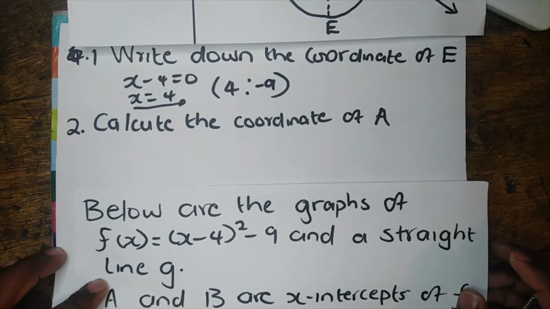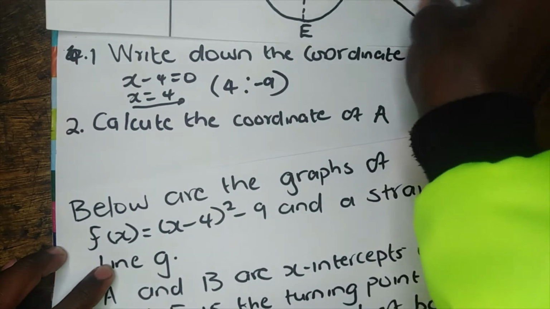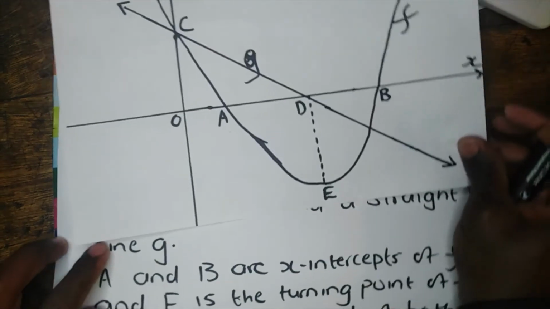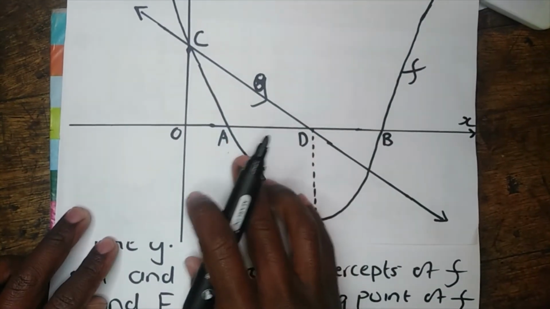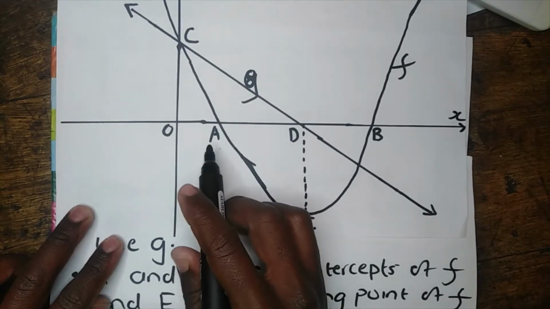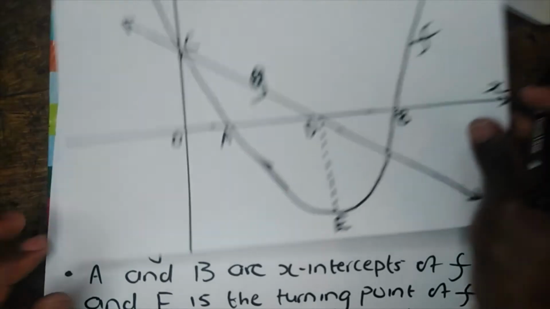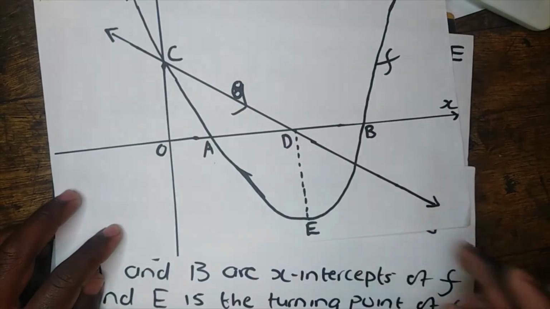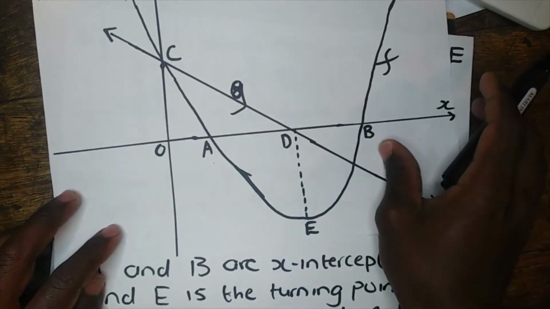Okay, so for you to calculate the coordinates of A, we must look at the graph. So let me check the graph. As you can see here, our coordinate A is an x-intercept, right? It is an x-intercept. So this way y is equal to 0.